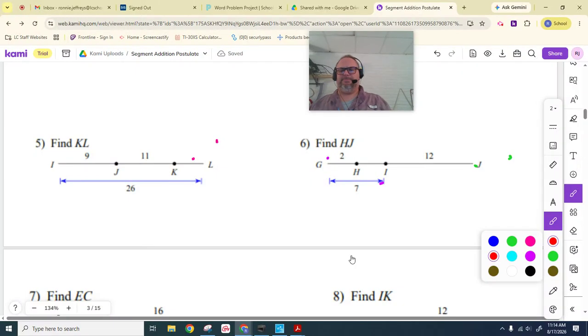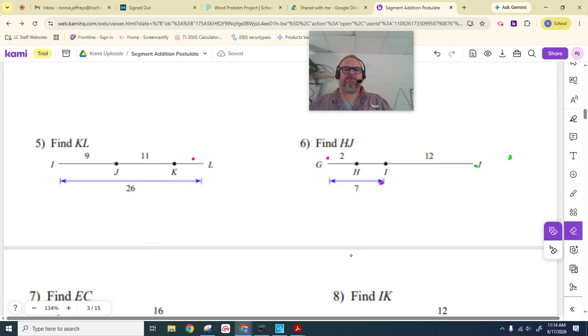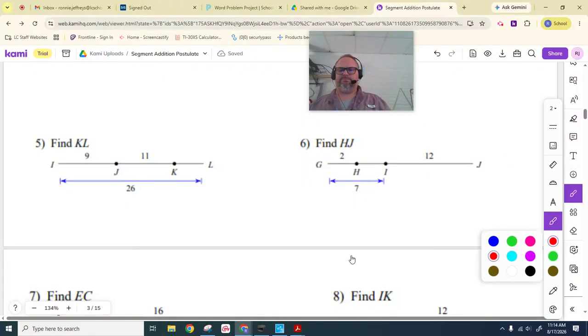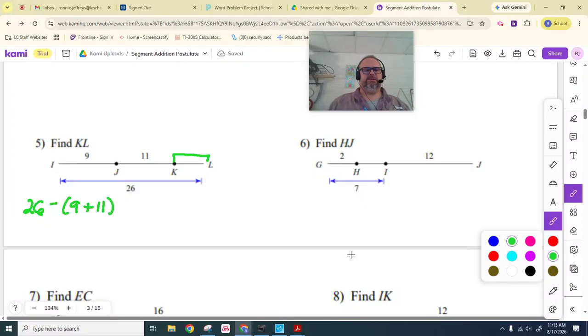All right. Some of these marks out the way. Now, this one changes up just a little bit. We're looking for KL. This right here. So this whole thing is 26. All right, so we're going to subtract 9 plus 11. Okay, so this should be what? 6.